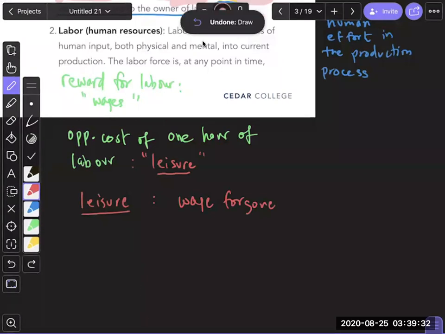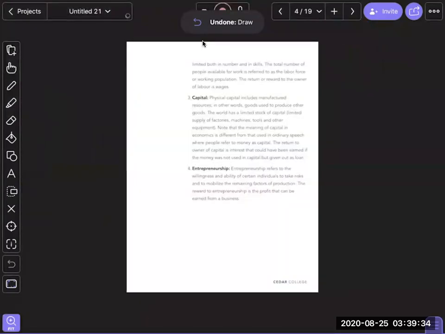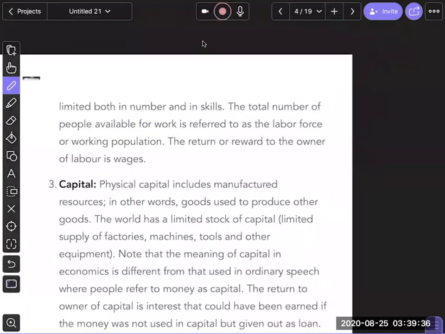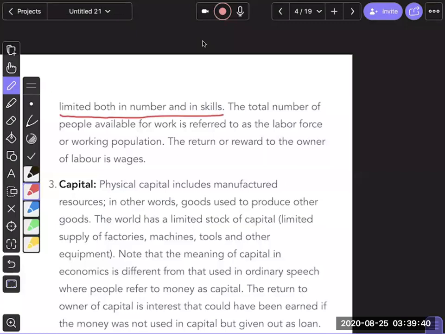Makes sense? So guys, when you look at labor, we say at any point in time that labor is limited both in number and in skills. So there's a limited supply of labor. That's an important point to understand. Labor is limited in supply. There is not much of it.